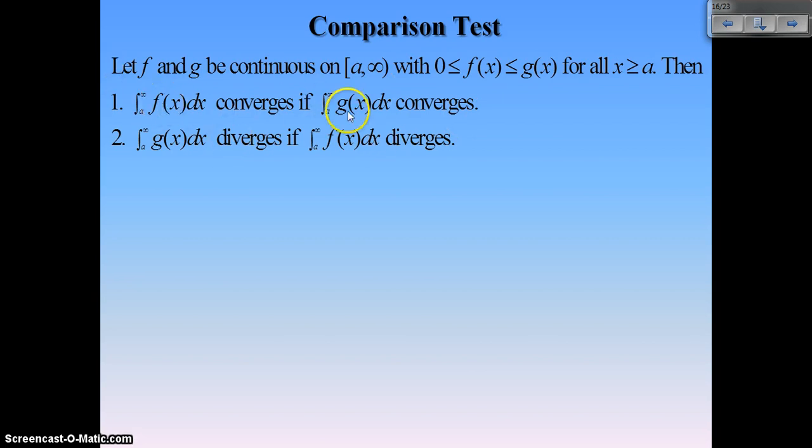I'm sorry, let me repeat that. I said that backwards. F does converge if g converges. F will converge if g converges. In other words, if the g function here converges, it doesn't go to infinity. It acts like a fence, if you will, for f. So if this one has a stopping point before infinity, and this one is below it, it also will have a stopping point and will converge.